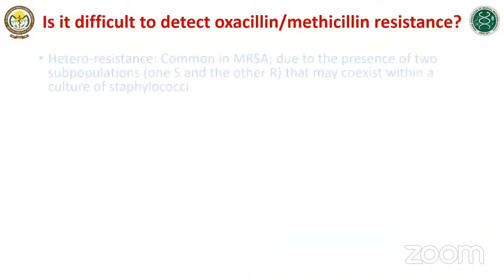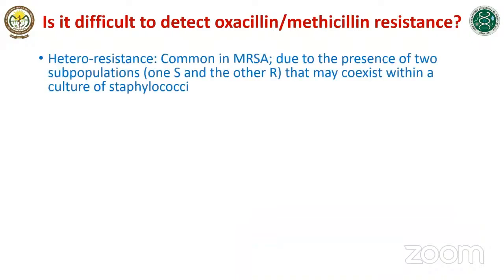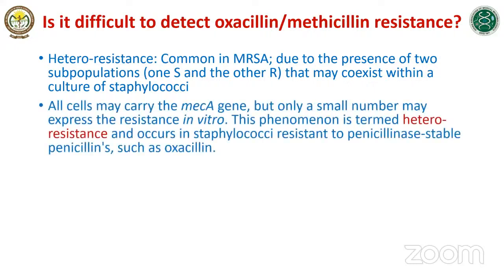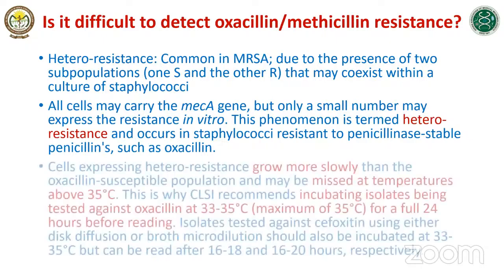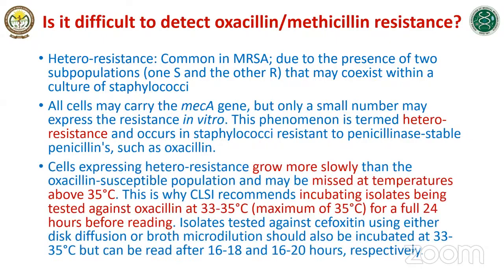Is it oxacillin and methicillin resistance? Yes, because like I said, heteroresistance is very common in Staph aureus because of multiple subpopulations. One might be susceptible, one might be resistant, and they coexist with each other because all the cells are carrying the mecA gene, and there's only partial expression of the gene. So that's why heteroresistance is there, and it's very difficult to detect. Especially with oxacillin, heteroresistance cannot be detected very well, and that's why it requires cefoxitin, because that evenly induces the mecA expression.